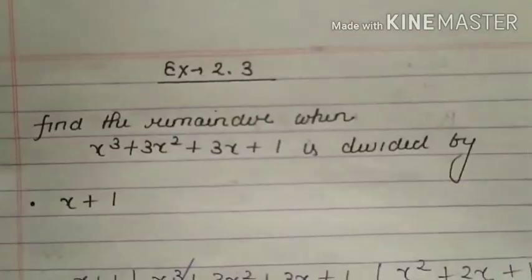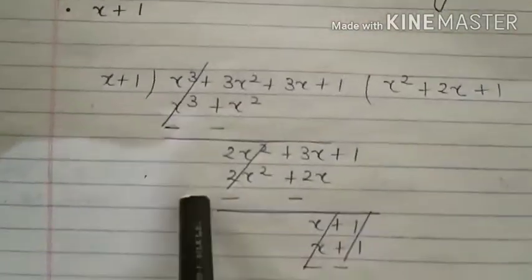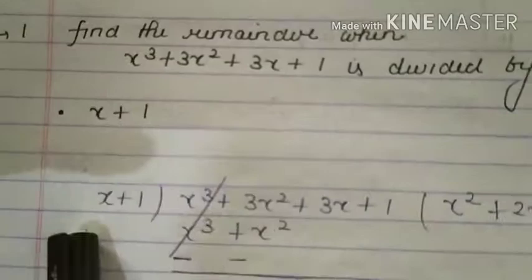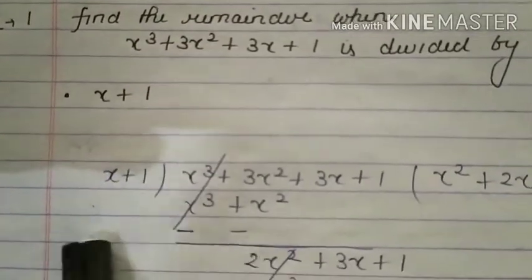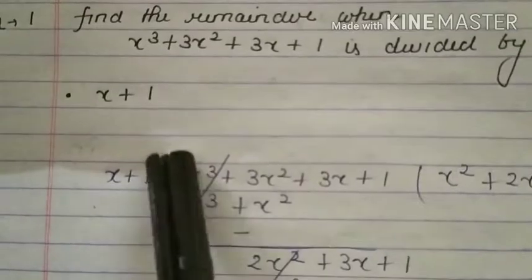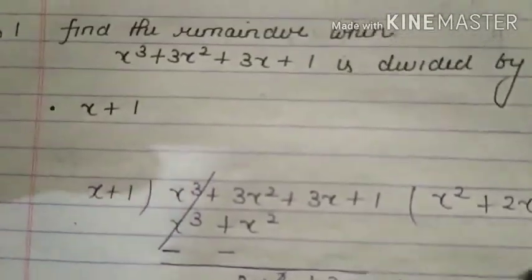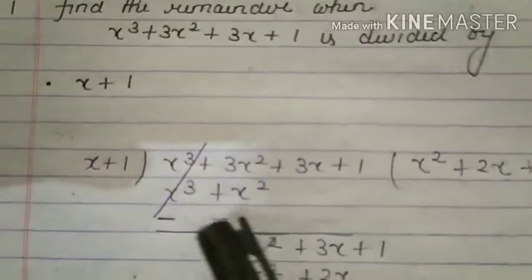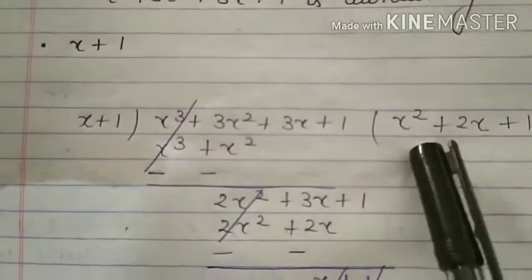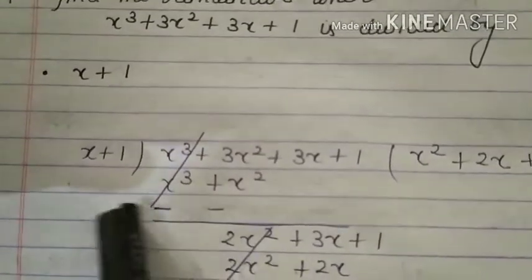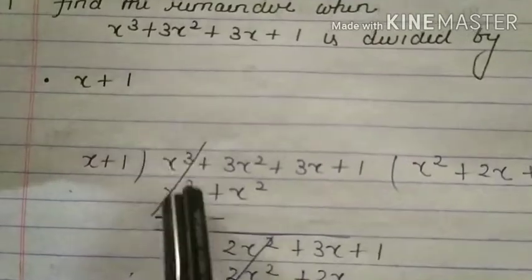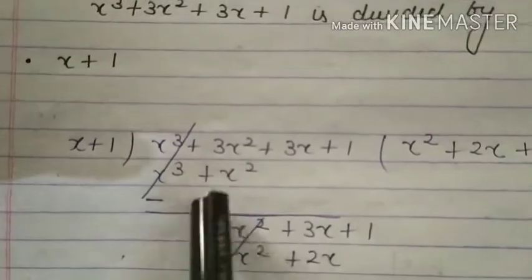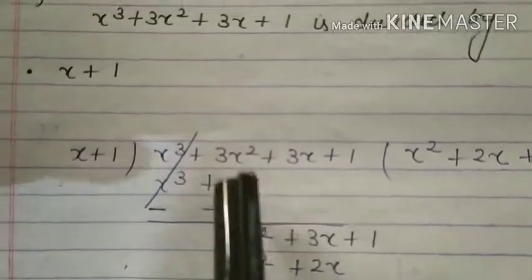So you have two methods. The first one is the long division method. We divide x cube plus 3x square plus 3x plus 1 by x plus 1. Follow the same process of division that you have studied in previous classes. Here for x cube, we multiply by x square, we get x cube, minus, cancel out. 1 into x square, we get x square, but the sign changes.